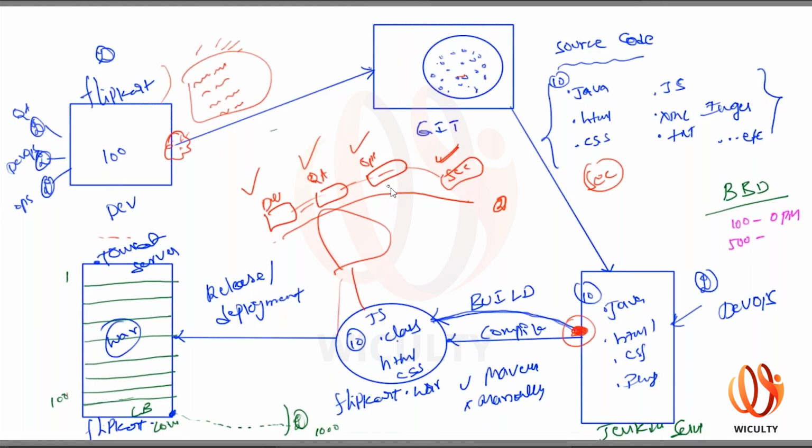DevSecOps insists you bring the security related checks as early as possible in your end-to-end SDLC process, so at the time of development and then testing and things like that. That's about DevSecOps. As part of DevOps, I also spend almost 3 to 4 hours discussing the various tools we have in DevSecOps and best practices: how to configure these tools, in which stage you integrate a particular tool, and so on.